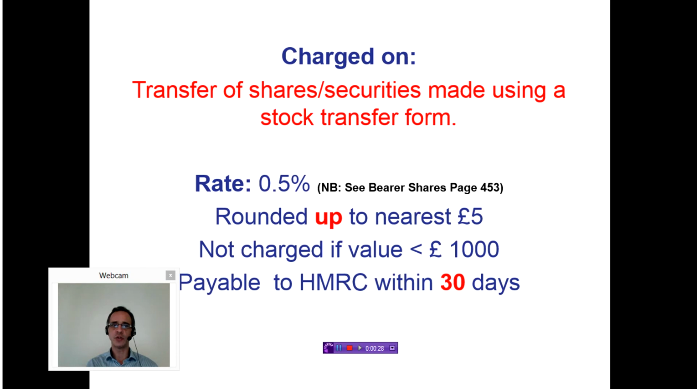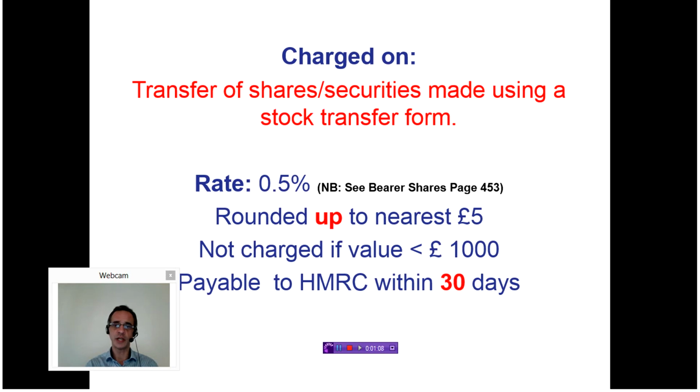So the first one is stamp duty, and what's it charged on? Really the transfer of shares and securities. In other words, the transfer of a set of shares from one person to another person. Stamp duty is payable if that transfer is made using a stock transfer form. Historically within the UK, prior to the internet being available, all transfers would have been made through the use of a form. So if you wanted to transfer shares to another person, you had to use a stock transfer form. And if you did, then stamp duty would be payable at a rate of 0.5%.